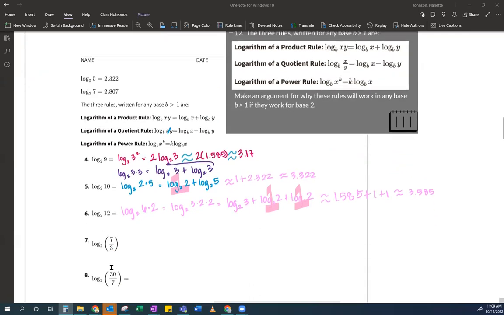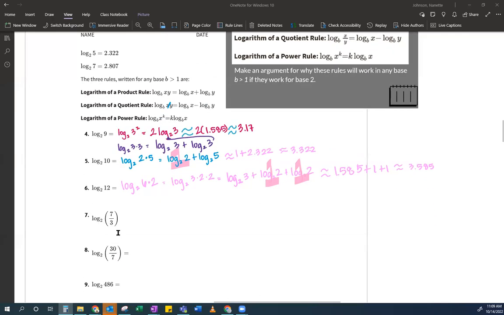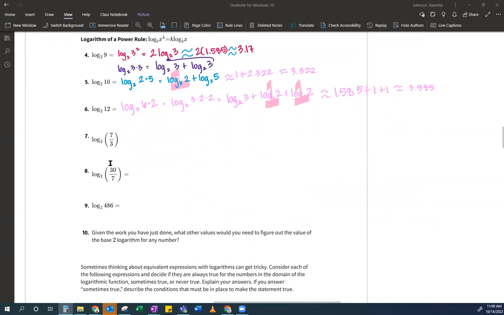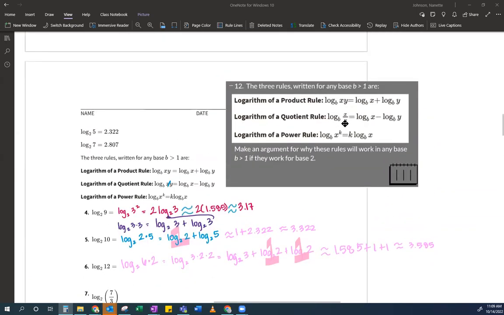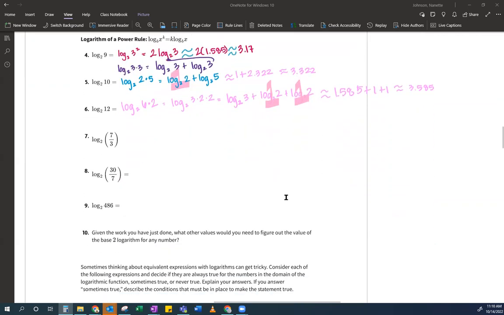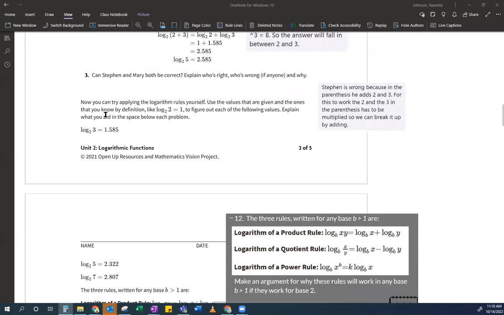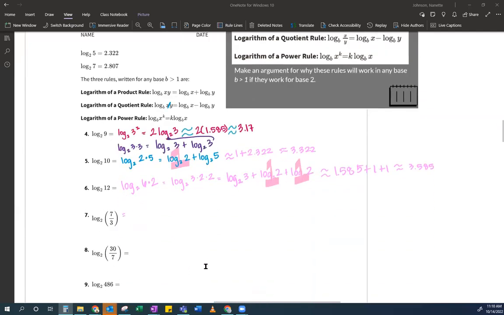So I now want to move towards over here to the quotient rule. So the quotient rule just says when I have a quotient, I can use subtraction. So let me do that really quick. Here, I don't even have to do anything because look, it's 7 and 3. How do you get 7 and 3 from 3, 5, and 7? Oh, I'm just going to divide, right?